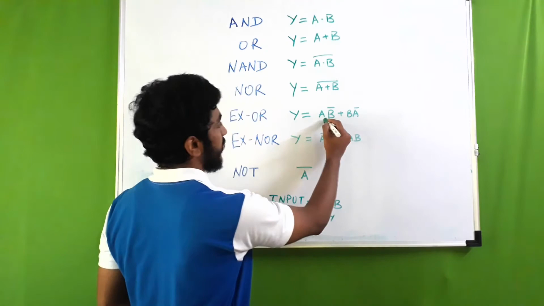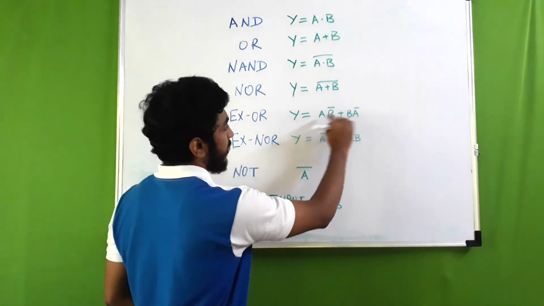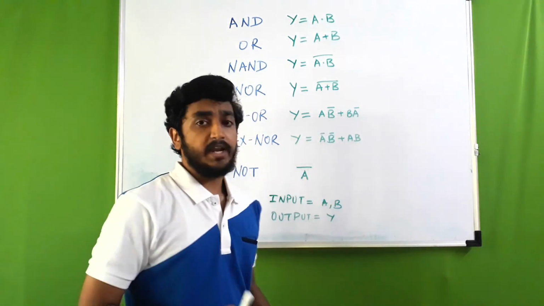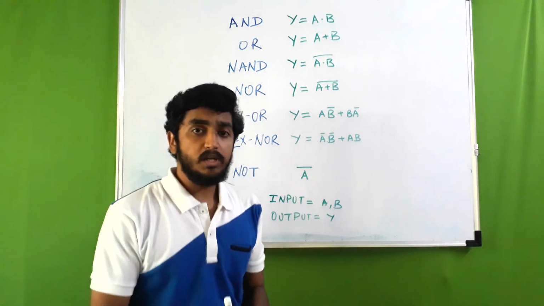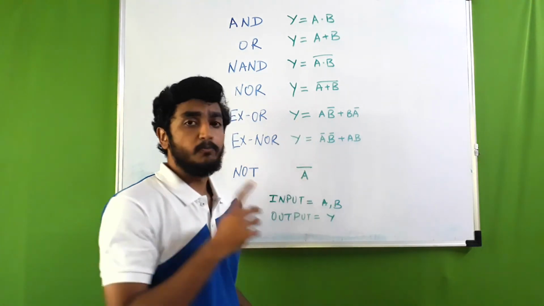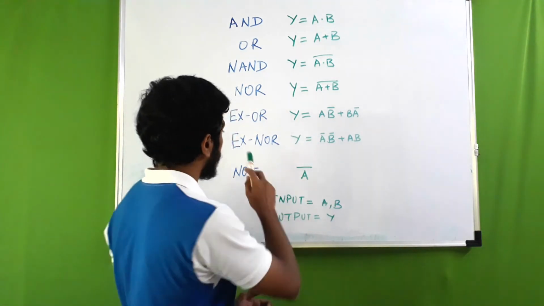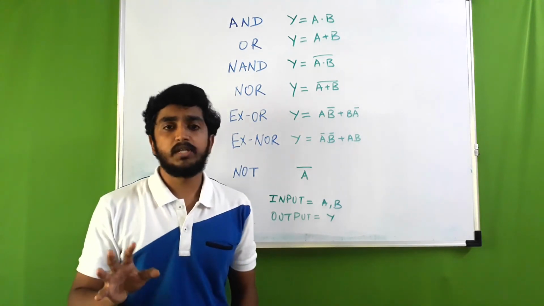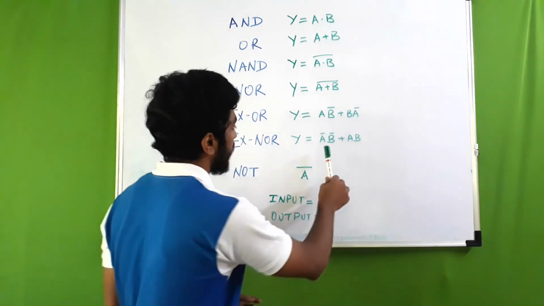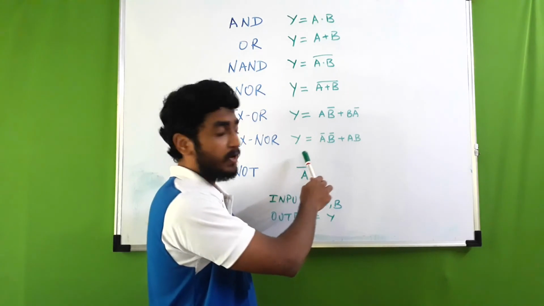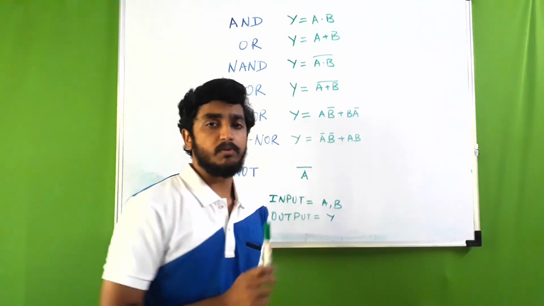So if you look at this particular expression, we will require either one, A or B, to be 1 and the other to be 0. And only then will Y be 1. And when we look at XNOR, we need both to be in the same state. So you can see if both are 0, the output will be 1. If both are 1, still the output will be 1.